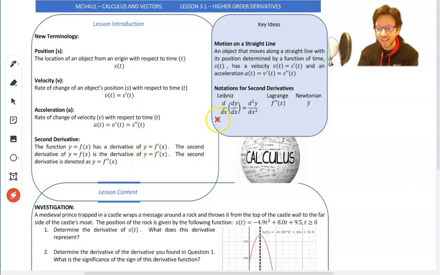Now we can also write this in Leibniz notation, which looks like this. You would say a derivative of a derivative, okay, we have as d squared y over dx squared. And again, Newtonian notation would have 2 dots.